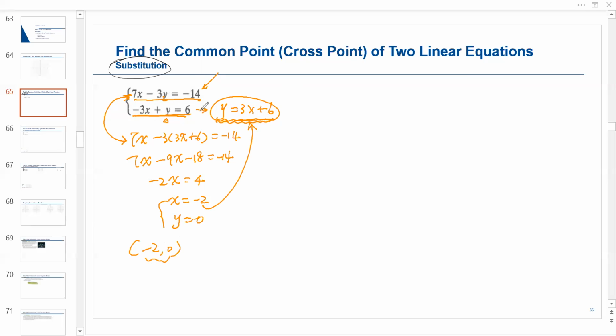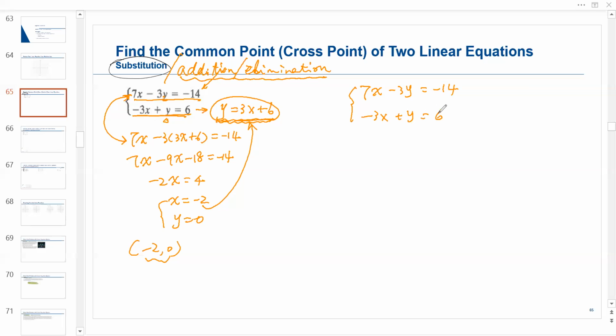So how do we do the addition or elimination methods? What does this mean? We use the addition or elimination methods to try to make one of the variables disappear. What does it mean? It means something like here. So let me rewrite this system one more time. This is one of the linear lines, right? This is the second linear line.